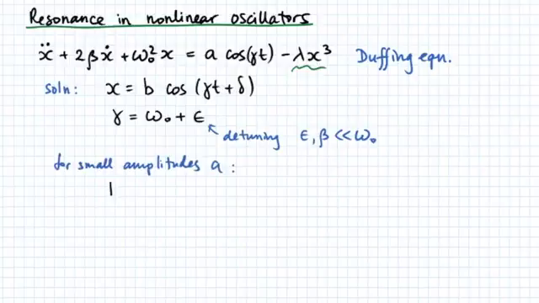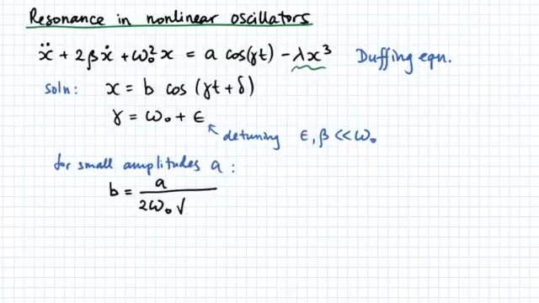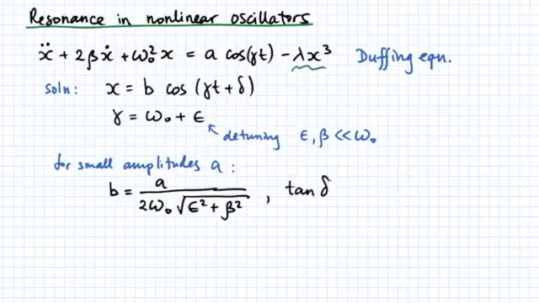This old result says that amplitude B will be related to the driving force amplitude A divided by 2 omega naught multiplied by square root of epsilon squared plus damping coefficient beta squared. And that the phase shift will be given by the following equation: tangent of delta is equal to beta divided by detuning epsilon. So this is our old result.